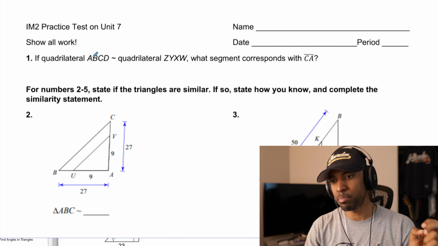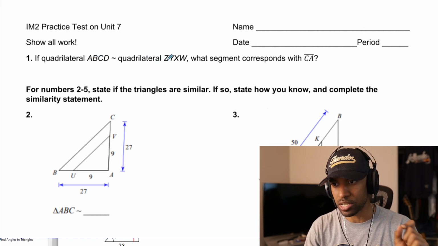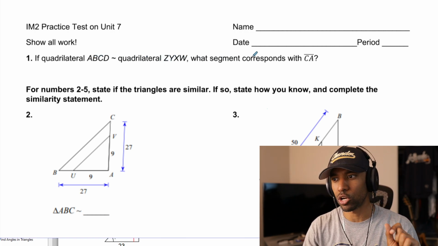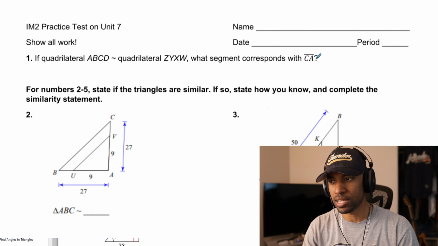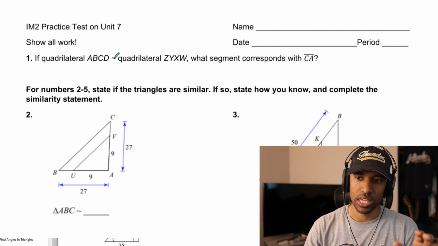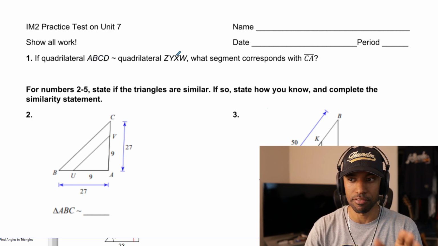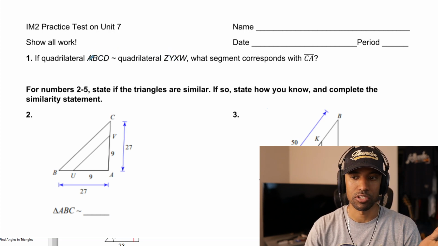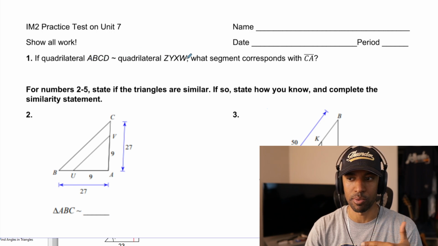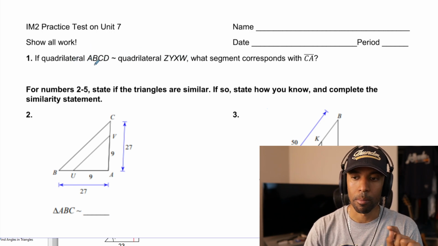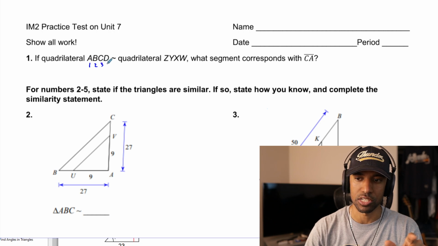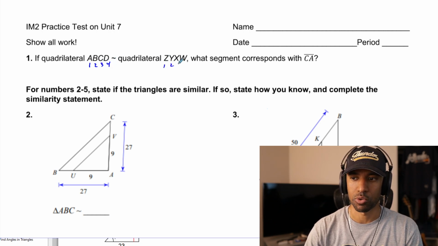If quadrilateral ABCD is similar to quadrilateral ZYXW, what segment corresponds with segment CA? Now, the important thing when it comes to a similarity statement or a congruence statement is that the ordering of the letters is all too important. Obviously, this is normal alphabetical order. This appears to be reverse alphabetical order. No matter. What matters is A is the first letter, B is the second, C is the third, D is the fourth, Z is the first letter, Y is the second, X is the third, and W is the fourth in this one right here.